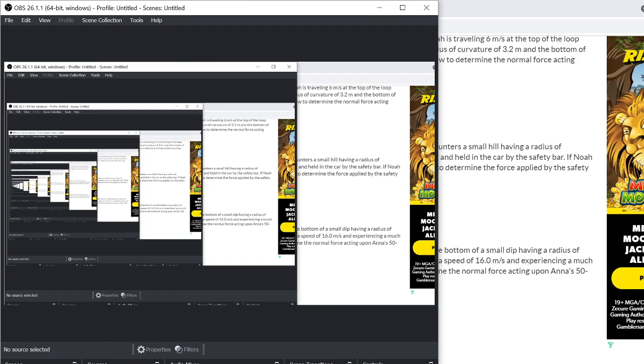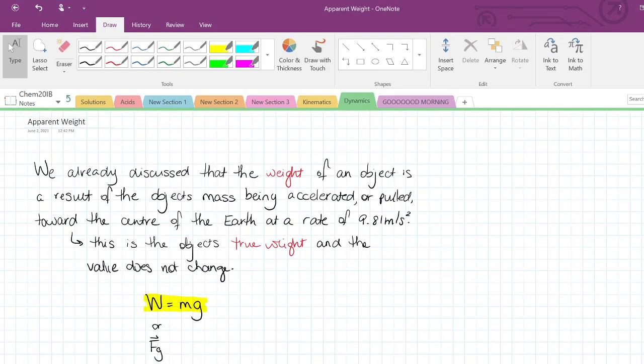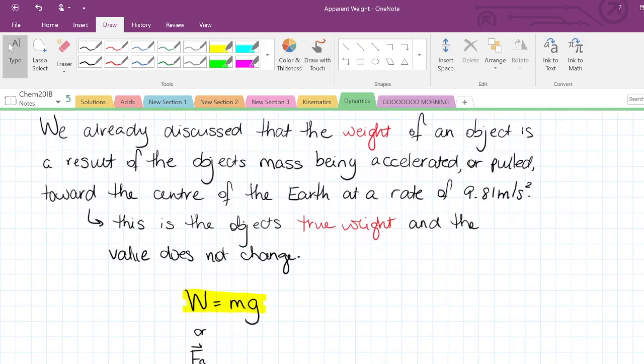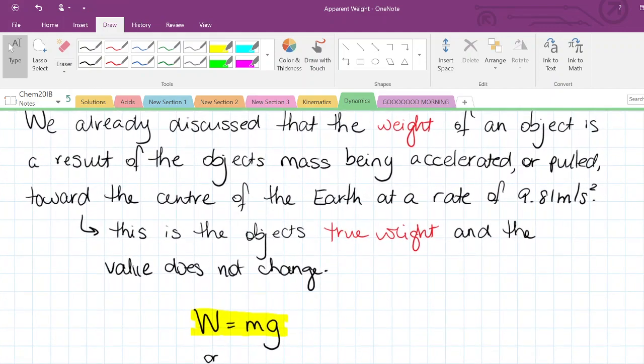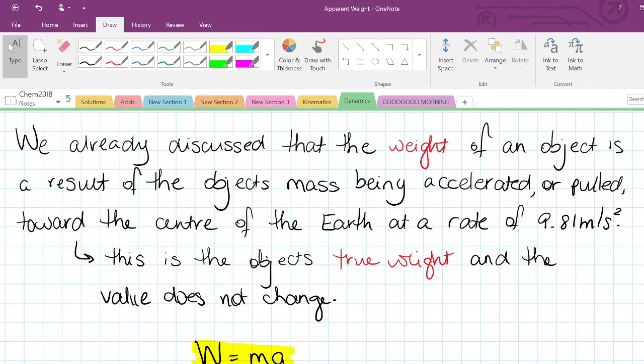I'm going to spend a little bit of time today talking to you guys about the concept of apparent weight. So we've already been chatting about force of gravity, and we've talked about how force of gravity is really just a measure of the person or the object's mass times the gravitational acceleration that's pulling the object toward the center of the earth.